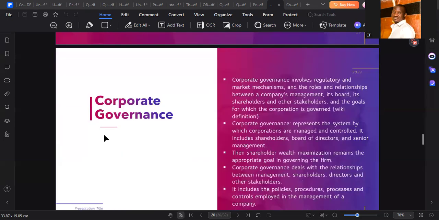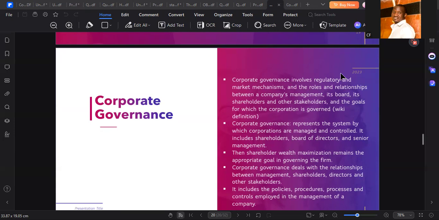So with regards to corporate governance, it is simply an activity that involves the regulatory mechanisms and the roles and relationships between the company's management, its board, its shareholders, its stakeholders, and the goals by which the corporation is governed. Corporate governance, in fact, represents a system by which corporations are managed and controlled. It includes shareholders, the board of directors, and senior management.